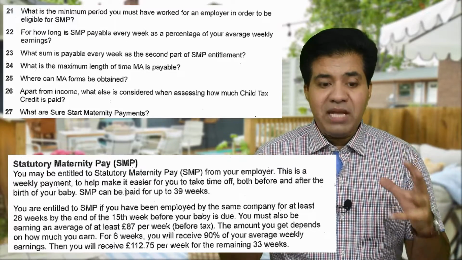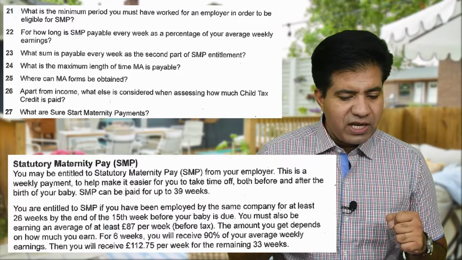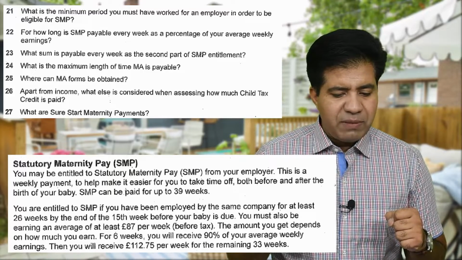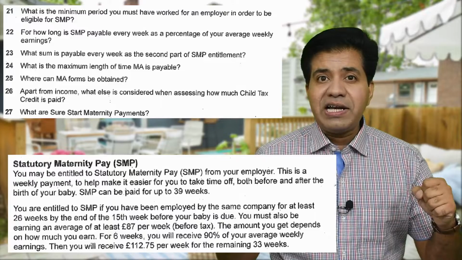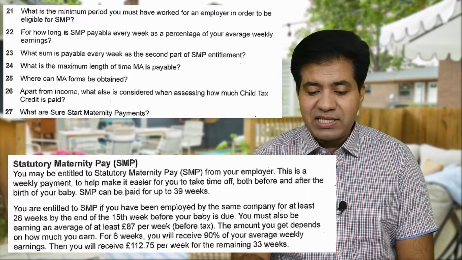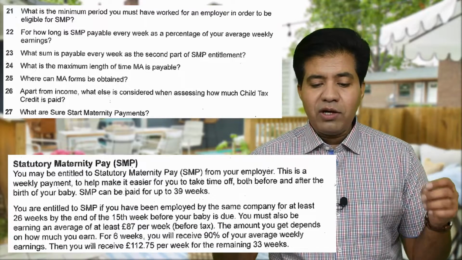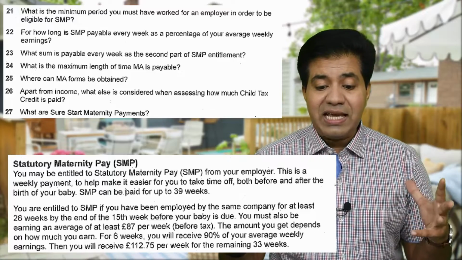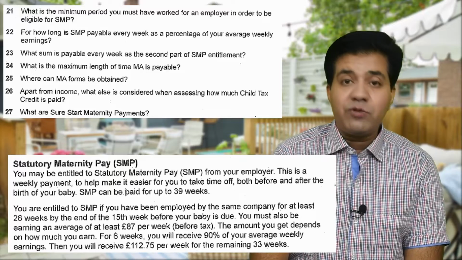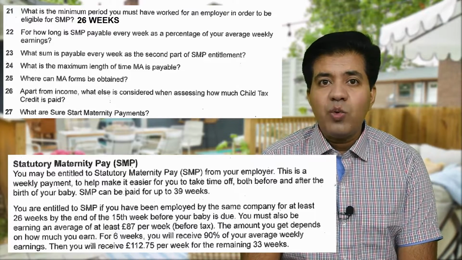So we need to find the minimum period. I'm scanning. One is can be paid for up to 39 weeks. No, that's not it. You are entitled to SMP if you've been employed by the same company for at least 26 weeks. They are asking what the minimum period is, and that is at least 26 weeks. So the answer is 26 weeks.